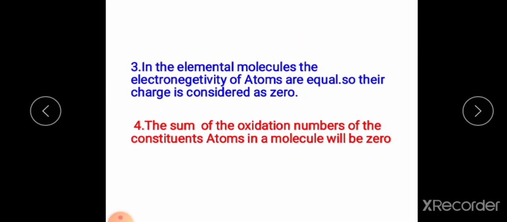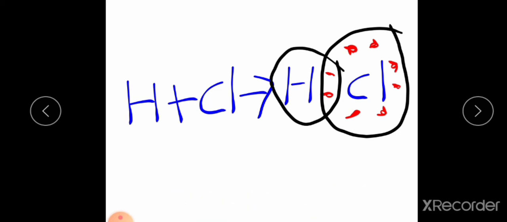Third point, in elemental molecules, the electronegativity of the atoms is equal, so their charge is considered as 0. So in an elemental molecule, the charge is considered as 0. That means before the reaction, hydrogen and chlorine, the charge is 0.